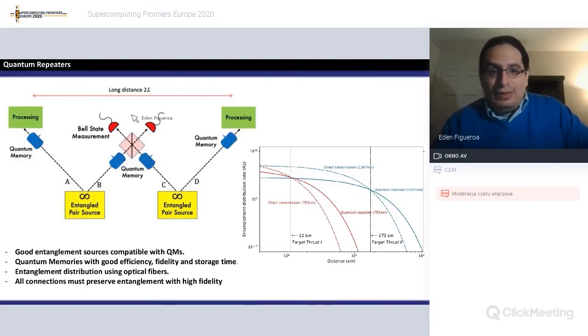And then in the middle, we have to do the entanglement swapping operation. So at the end, we end up with entangled photons between these two long distance nodes. In this case, it will be about 200 kilometers long, right?